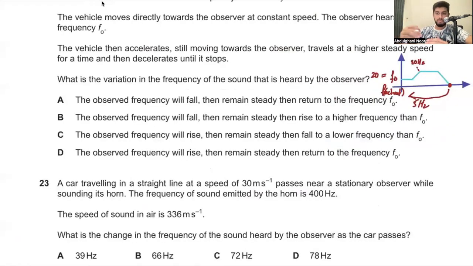So let's go through the options. The observed frequency will fall? No, the observed frequency rises. So it has to be C or D. Then remain steady, then fall to a lower frequency than f naught. Yes. It then remains steady and then returns to frequency f naught? No. It went to a lower speed than before, it became stationary, so it will come to a frequency lower than f naught, the actual frequency. Hence the answer is C.